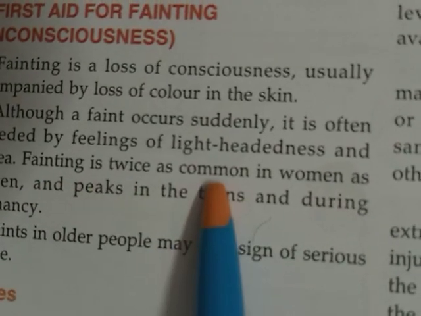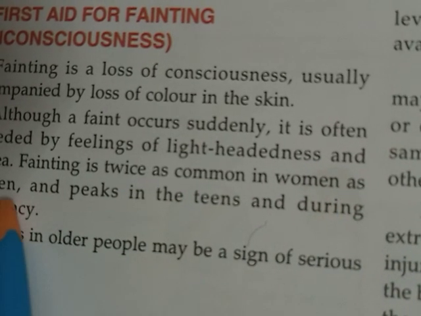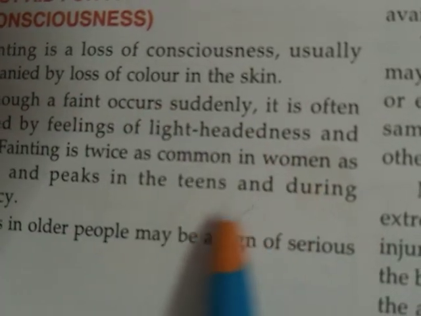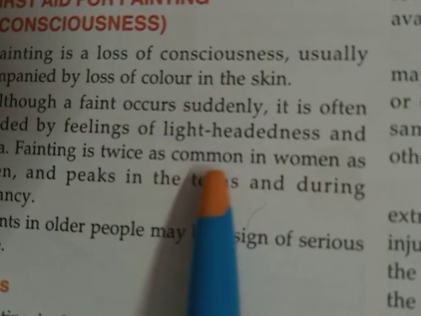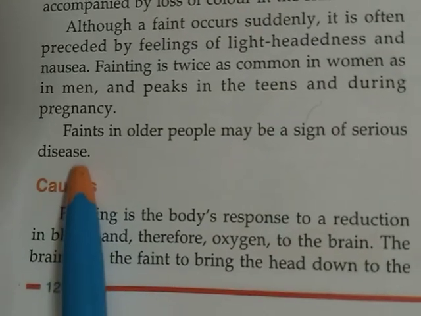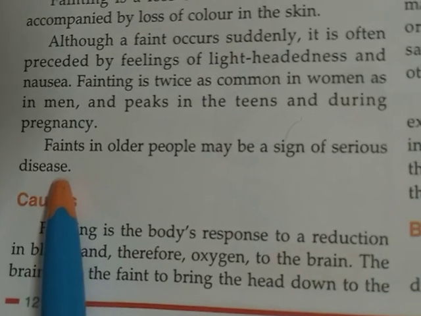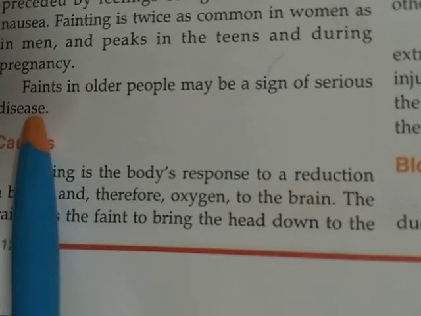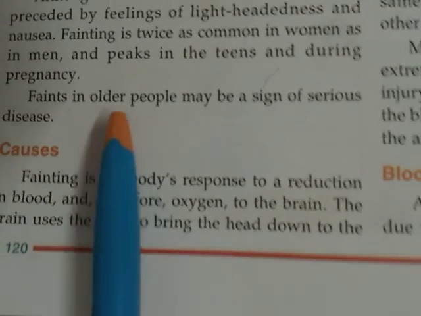Fainting is twice as common in women as in men and peaks in the teens and during pregnancy. So fainting is more common in women and in teenage children. Faints in older people may be a sign of serious disease. If any older people, or the elders, are fainting, that is a sign of some serious disease. So they should go to the doctor for a thorough checkup. Now, what are the causes of fainting?